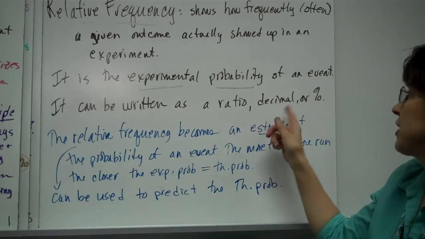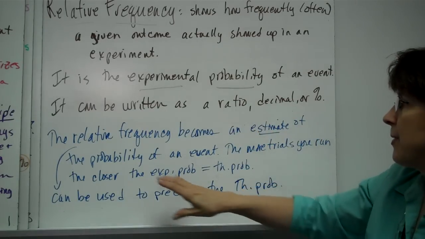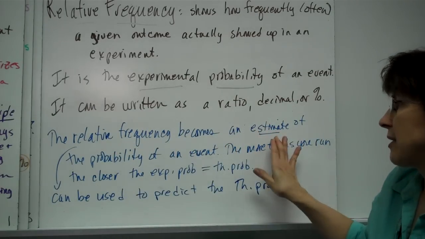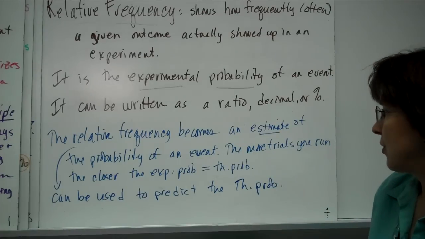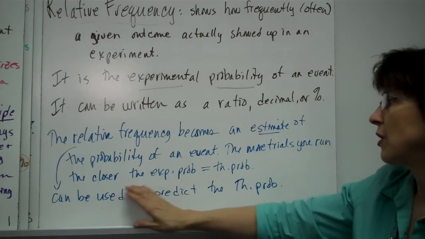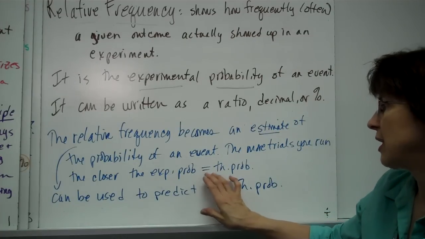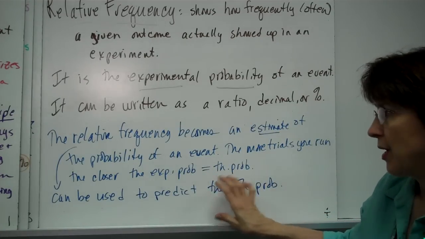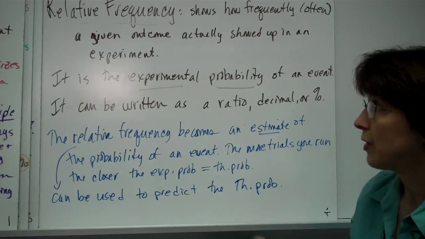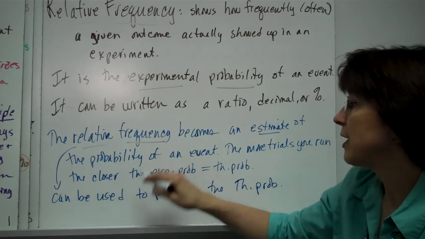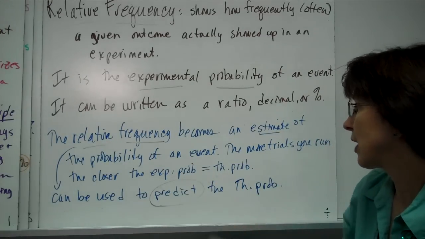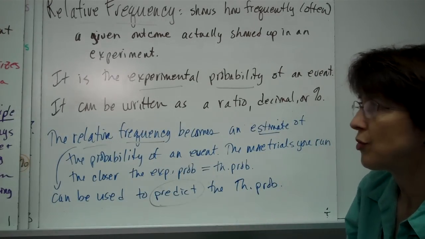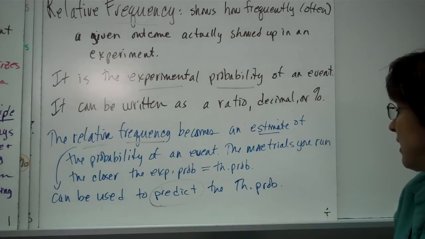It can be written as a ratio, decimal, or percent, which we already illustrated. The relative frequency becomes an estimate of the probability of an event. The more trials you run, the closer the experimental probability will be to the theoretical probability. The relative frequency, or experimental probability, can be used to predict the theoretical probability, and as you get more into statistics, you'll see that play out.